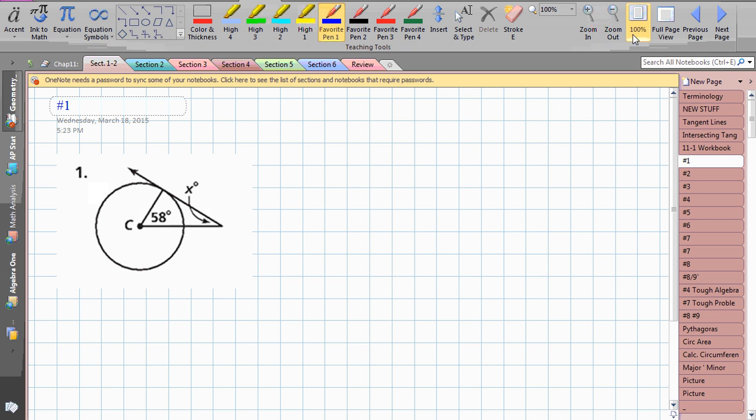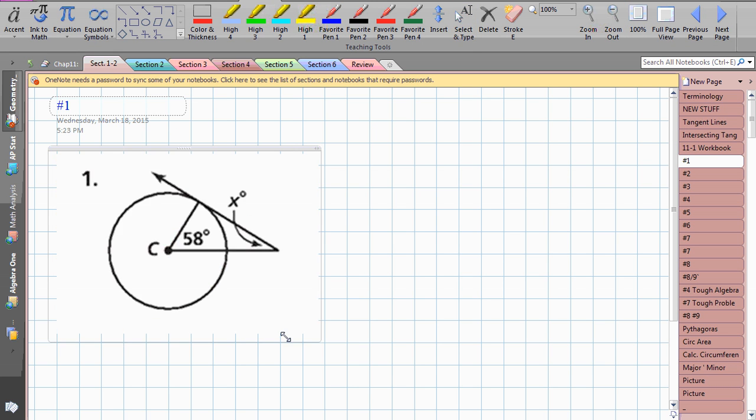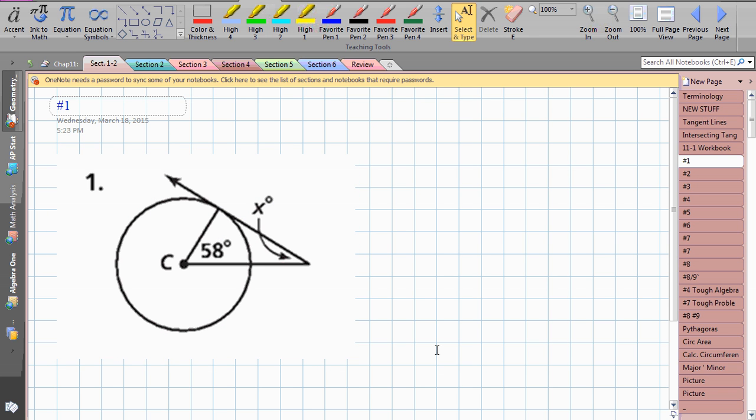So when I take a look at this problem, I bet most people just see a triangle and a circle, but what you really need to see is this is a tangent line. So if that's the point of tangency, we have a perpendicular angle right there, perpendicular lines producing a right angle. Therefore, we can now find x.